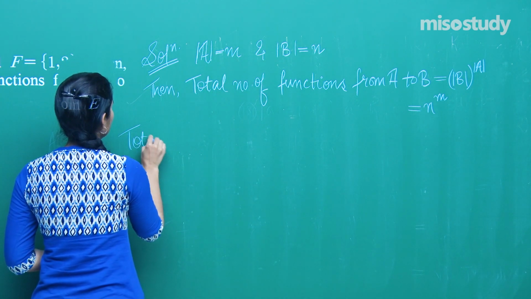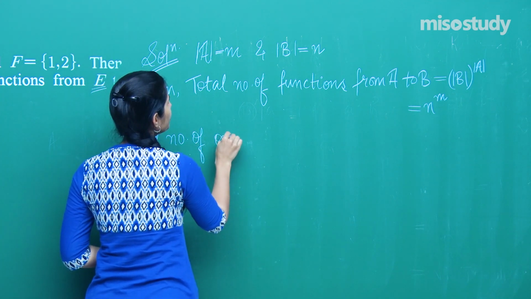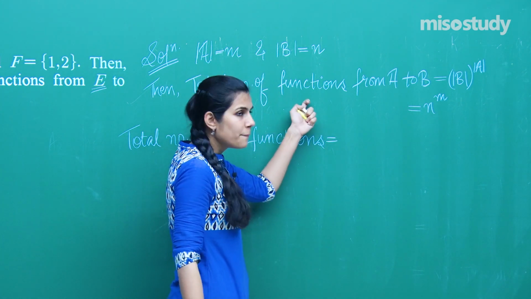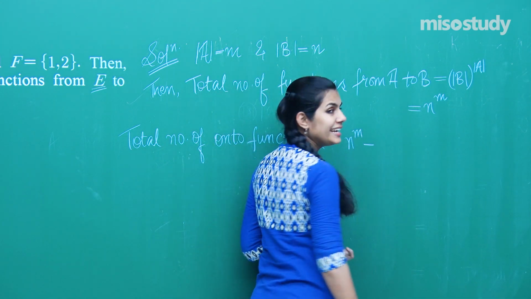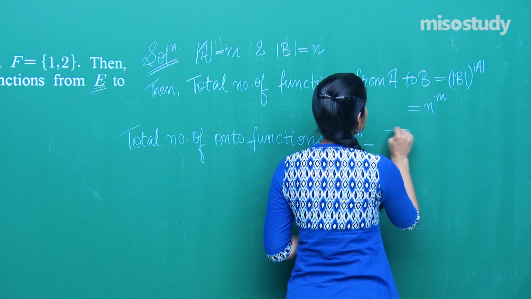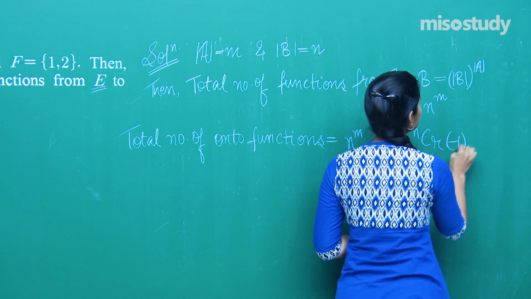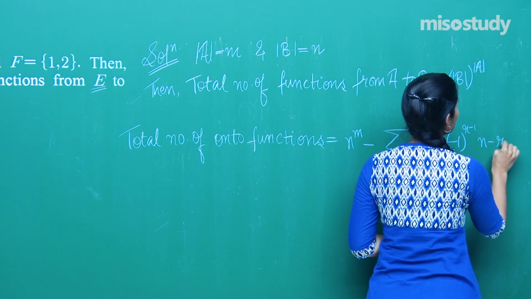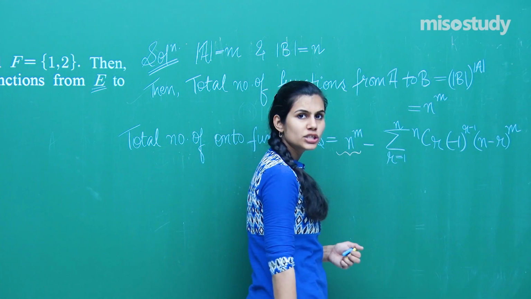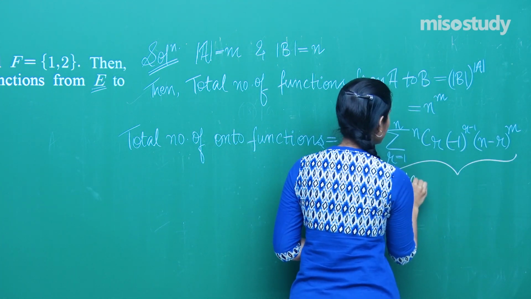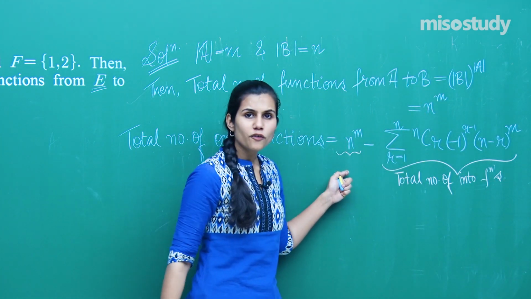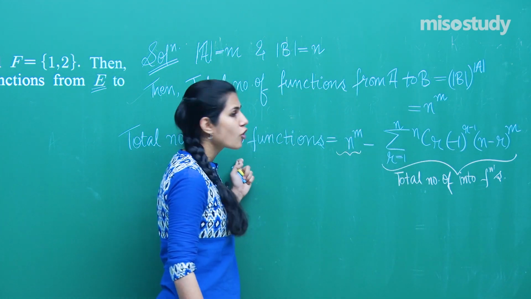And total number of onto functions was nothing but total number of functions, which is n to the power m, minus total number of into functions. What is the formula for total number of into functions? Well, it is summation nCr minus 1 to the power r minus 1 into n minus r to the power m, where r varies from 1 to n. This is total number of functions. This is total number of into functions. From the total number of functions, when you subtract number of into functions, you get number of onto functions.